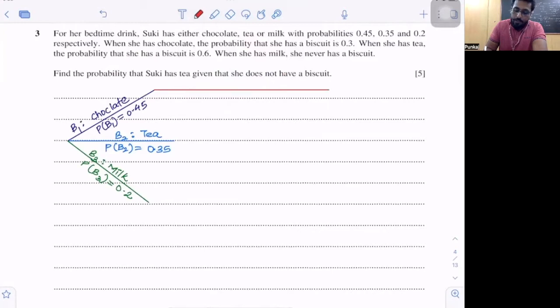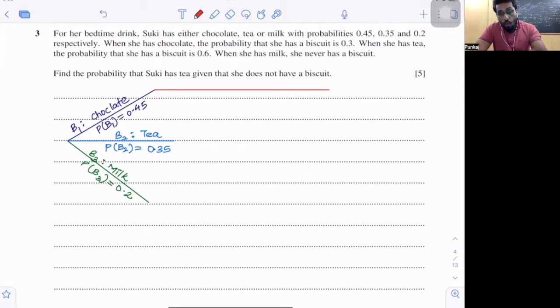A is a subsequent event. Maybe I can call it A as a subsequent event, which says that she takes a biscuit. But when I read the question, it does not say what is the probability that Suki has tea given that she has taken a biscuit, right? That's not the case. You want to find the probability that Suki has tea given that she does not have a biscuit. So the question is of what? It is of conditional probability.